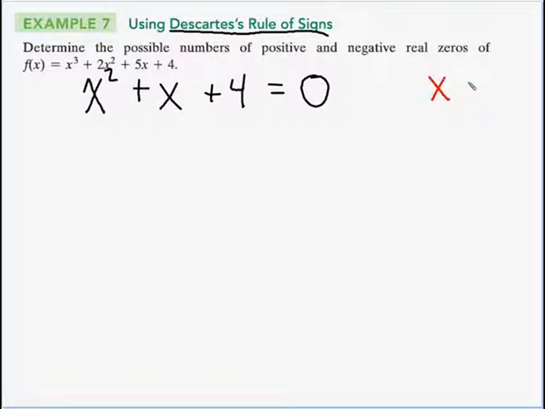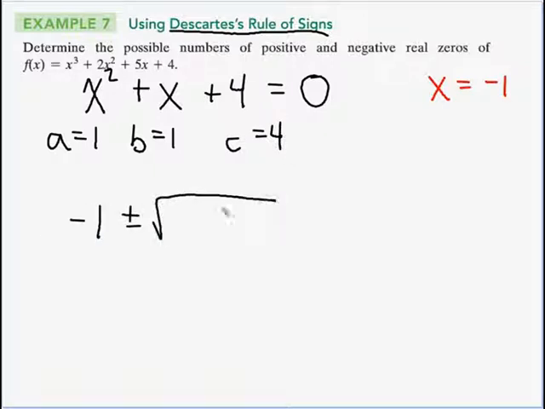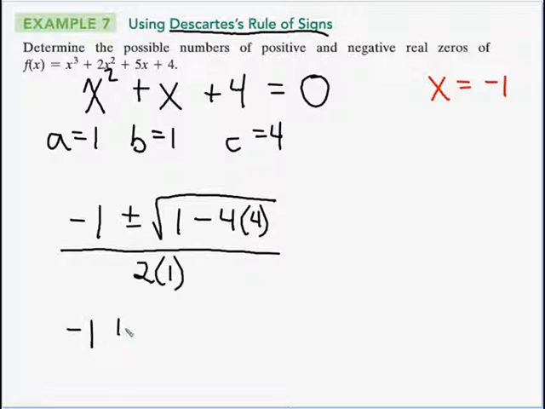And remember, we did pull out a negative 1. I'll start my list of roots over here. And we would have a is equal to 1, b is 1, c is 4. So we have negative b plus and minus the square root of b squared minus 4 times a times c, all divided by 2a. So that's a negative 1 plus or minus, we got a 16 there. 1 minus 16 is negative 15, and that's all over 2.